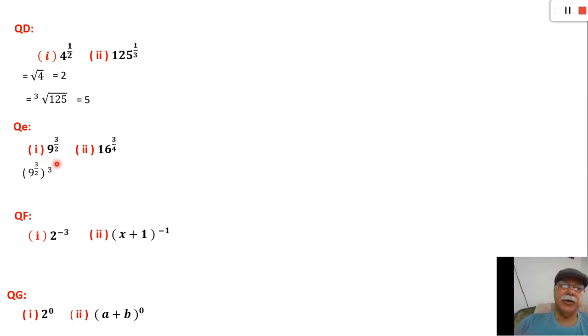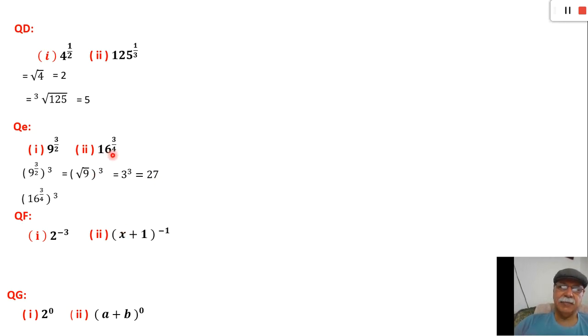Question E, here also the same problem. We have here square root 9 times 3. You see? Square root of 9 is 3, and 3 power 3 means 3 times 3 times 3, which is 27.